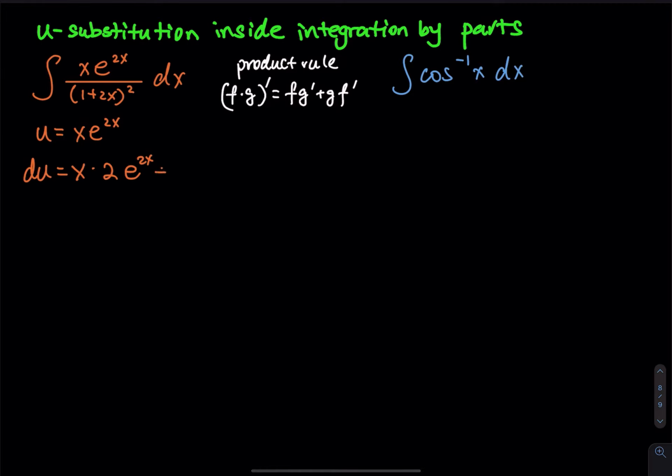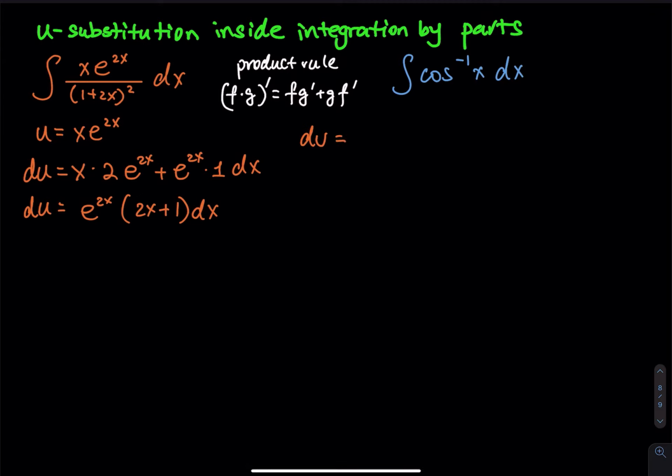And then we plus g f prime. So the g is just e to the 2x, the derivative of x is equal to 1, and then dx. So let's clean this up a little bit by factoring out an e to the 2x. So we have a 2x plus 1, and then dx. And then the dv, we haven't picked the denominator yet, right? So that will be 1 divided by (1 plus 2x) squared dx.